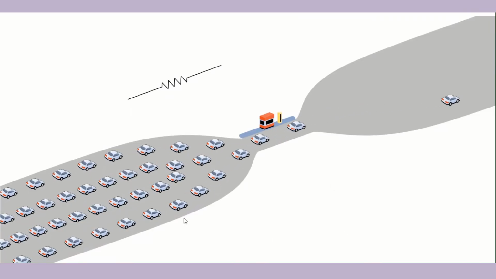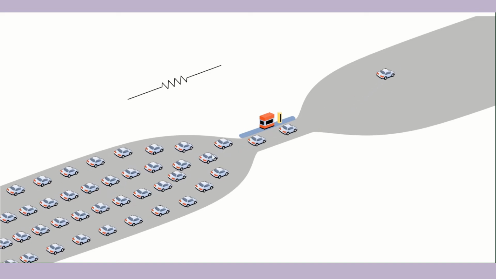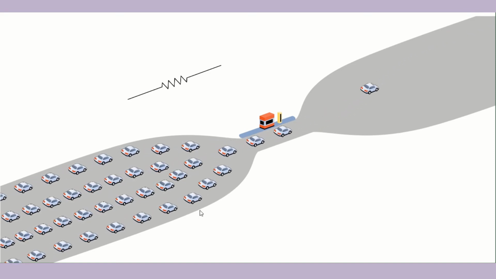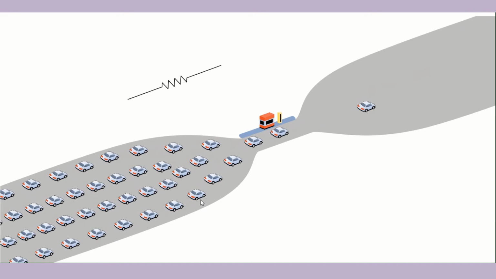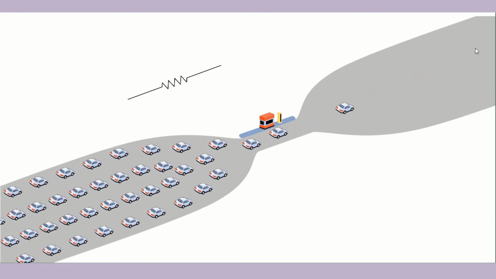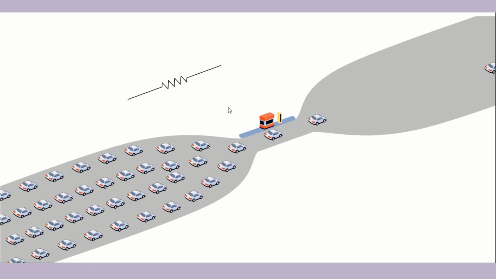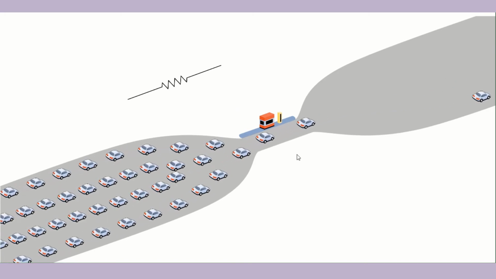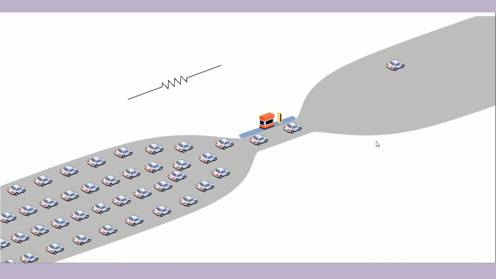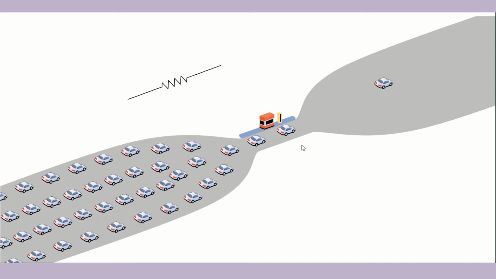Okay, so we can see we have so many cars. The cars in this figure act as the current. So the current is flowing through the circuit. The road is the circuit. And we can see we have a little checkpoint right here where not all cars are allowed to pass. The road is a bit narrow right here.